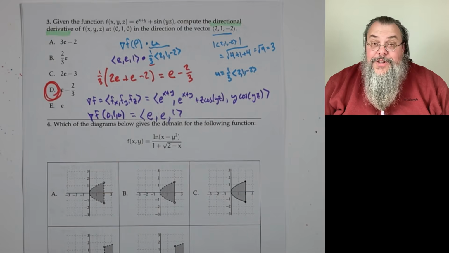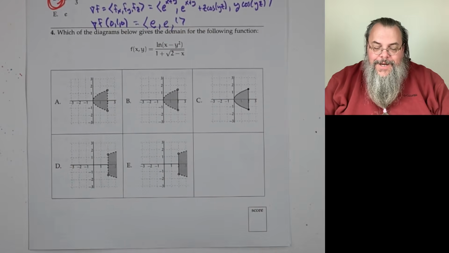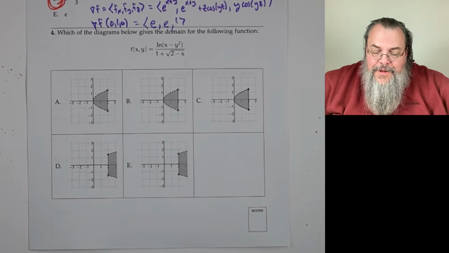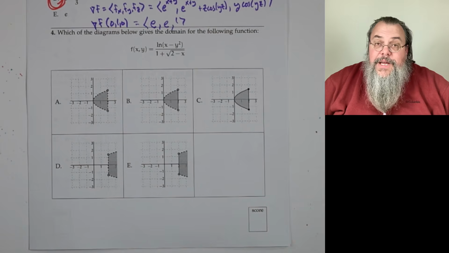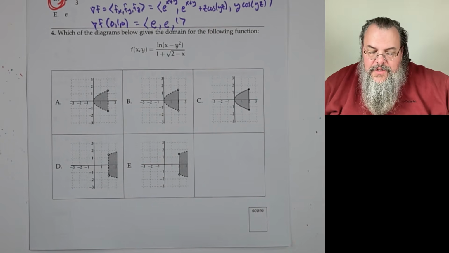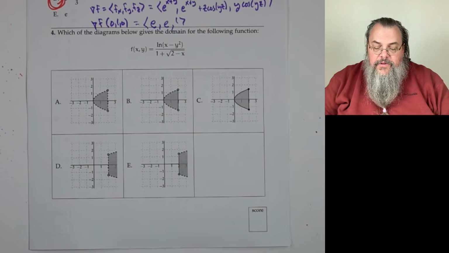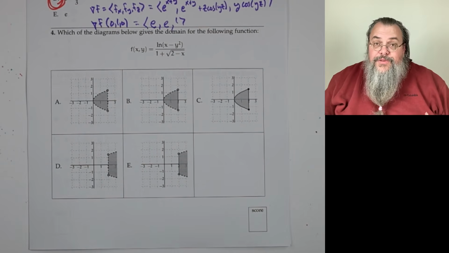All right, number 4. Which of the diagrams below gives the domain for the following function? So what do we have? Our function is f of xy is log of x minus y squared over 1 plus square root of 2 minus x.